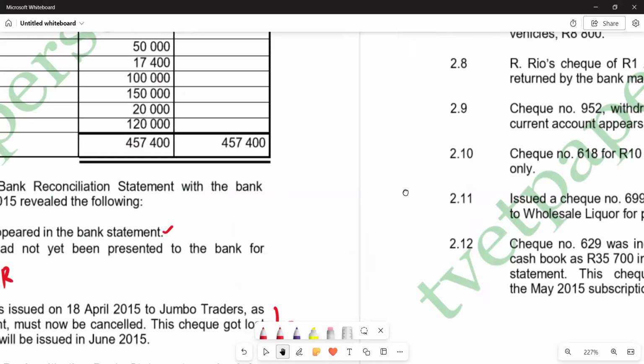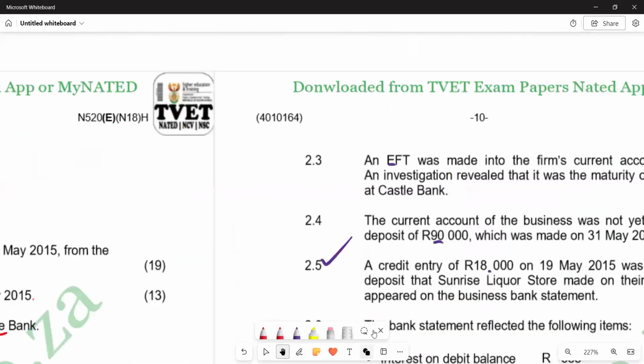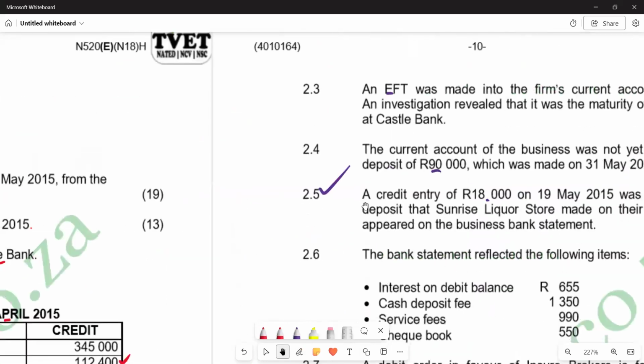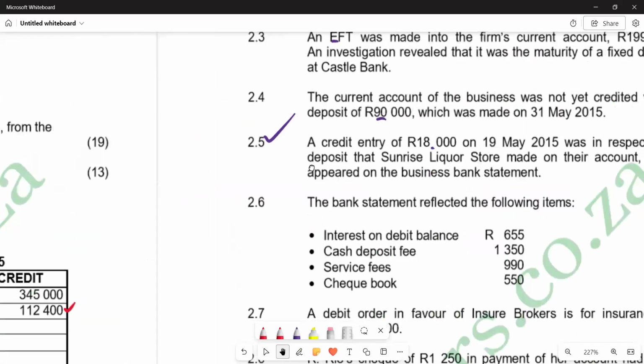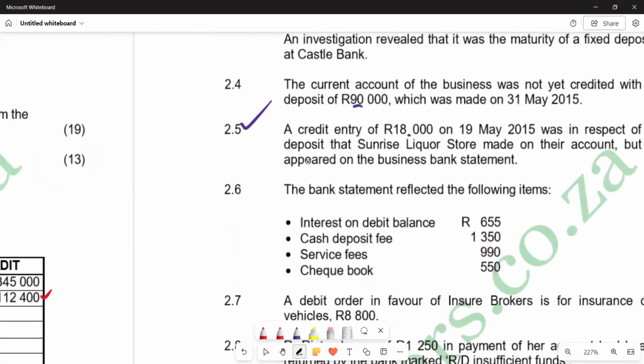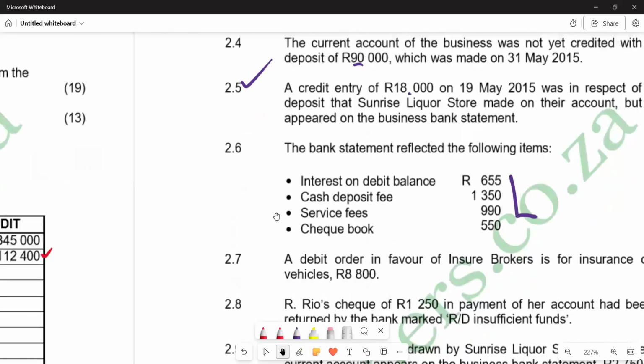So on the next one, from 2.5 we are going to 2.6, which says the bank statement reflected the following items. Obviously, these items appear on the bank statement, but in the bank account in the ledger, they can only get to know about them when they get hold of the bank statement. So obviously all of them are going to be updated in the ledger. So we can just leave them and then go to the next one, 2.7.